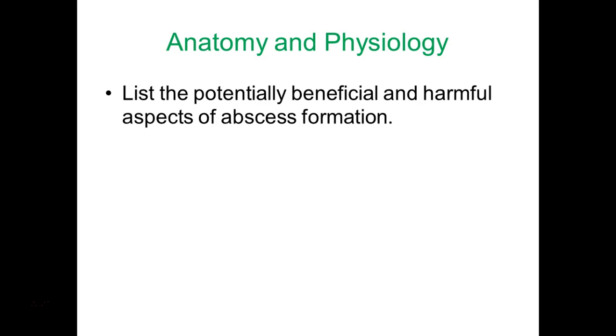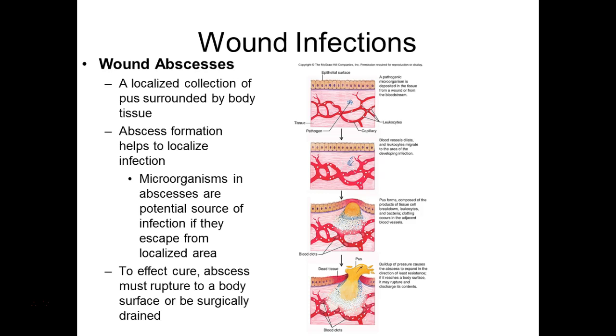What's the benefit and what are the harmful aspects of abscess formation? So what abscesses are is a local collection of pus surrounded by body tissue. The good news with an abscess is that you have a localization of an infection, or we're keeping the infection in that particular area. The problem is if they escape.